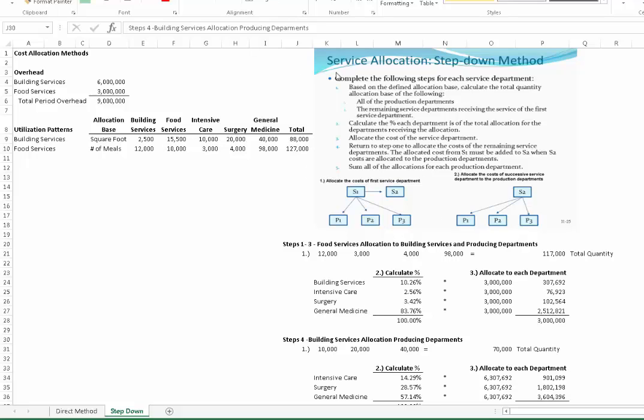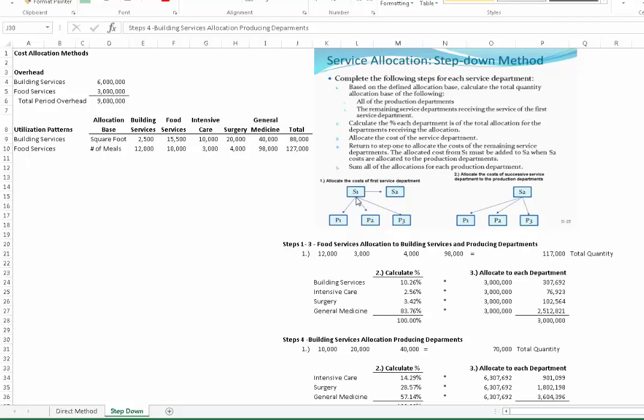The third method of service allocation is the reciprocal method, which we don't do, but that actually brings this arrow going in both directions to where they present cost to each other. But for this one, we're only going to look at picking one service center which we think serves the other one better, and then we'll be allocating to that service department from the first service department as well as to the producing. So there is an additional step here.